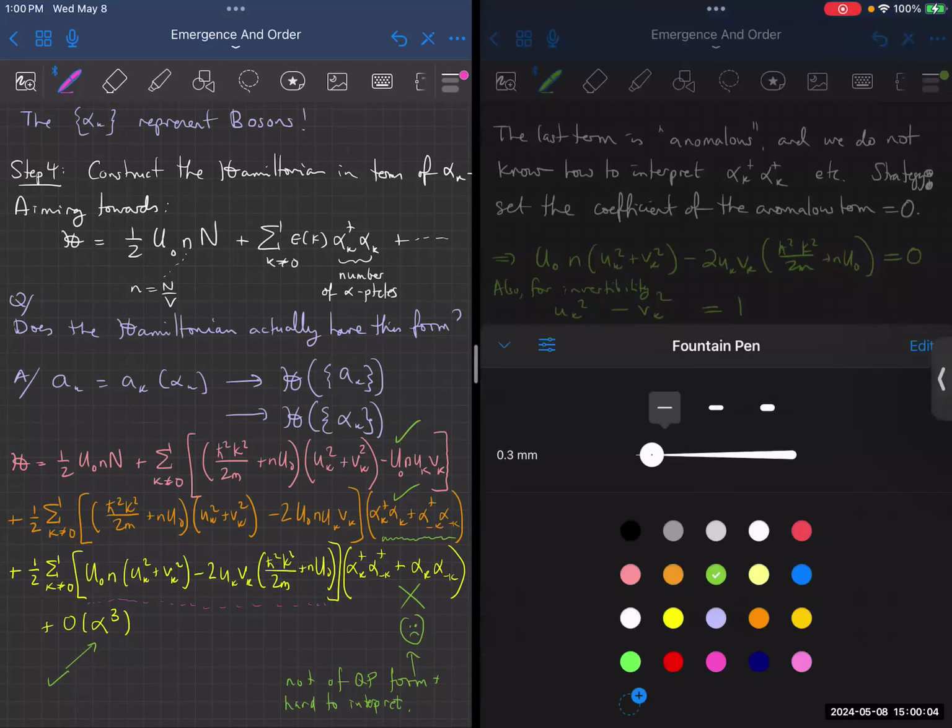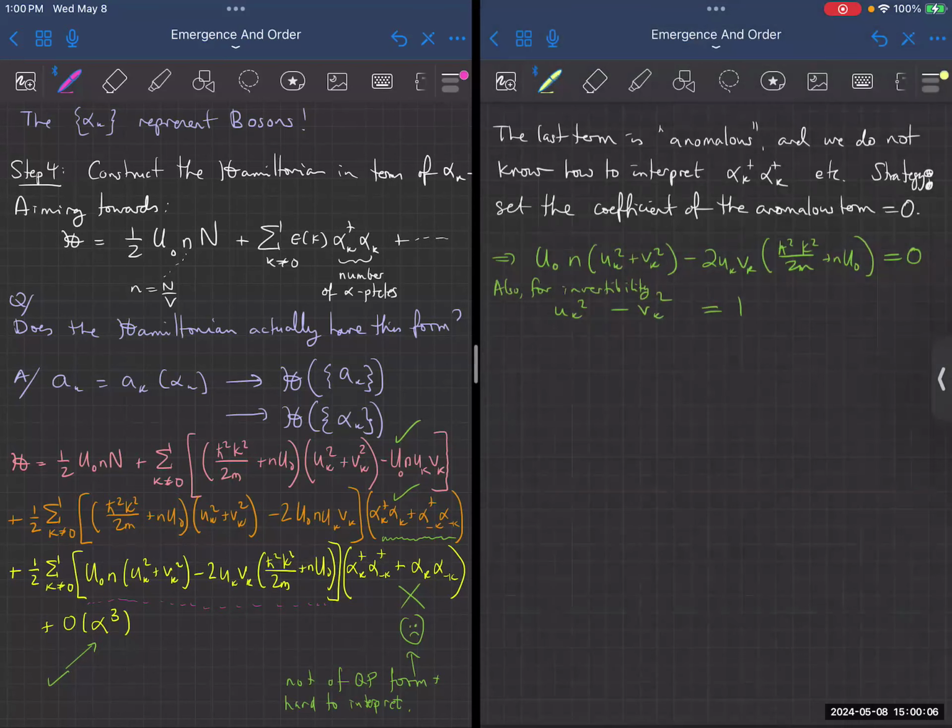And so the end result is that we have two unknowns at each value of k, uk and vk, and we have two equations. So that's good, and now we have to solve those. The next thing we're going to do is solve these two equations.